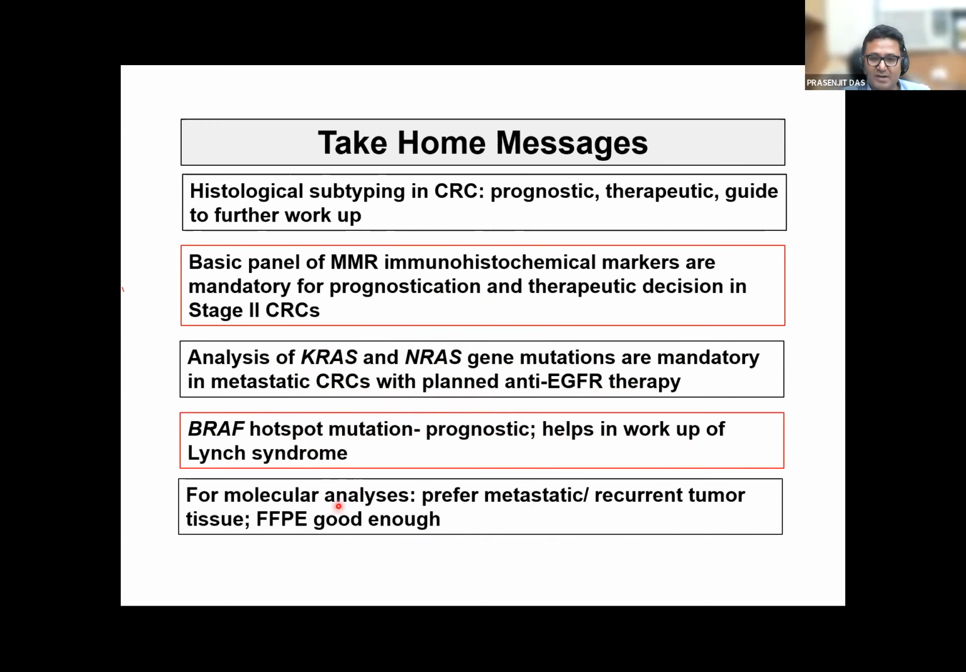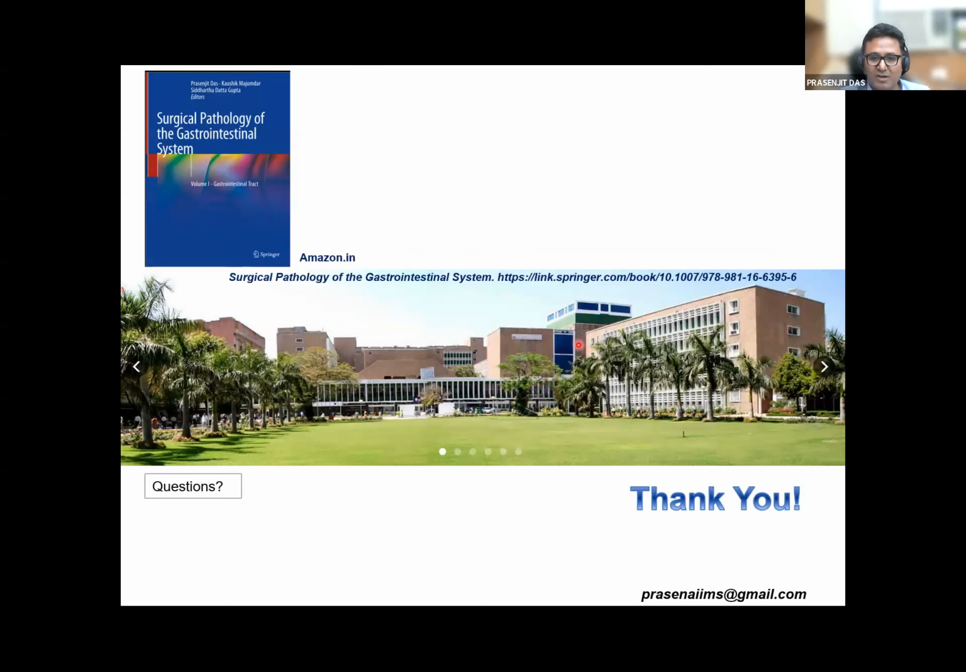And for molecular analysis, always prefer the metastatic site first, followed by recurrent tumor tissue, and always remember your FFPE tissue is good enough, so there is nothing to worry about not having any formalin-free frozen tissue for the molecular analysis. So I think that is all from my end. If there is any question, I will be happy to answer.